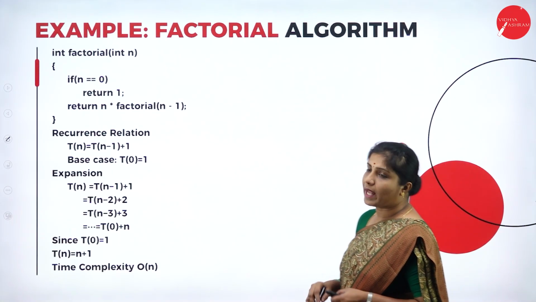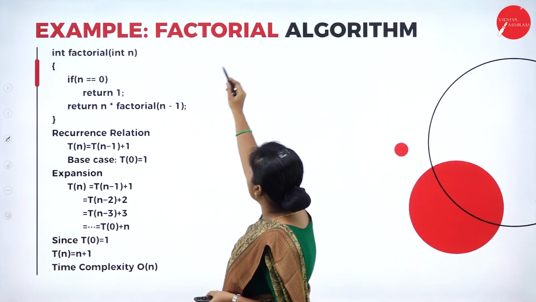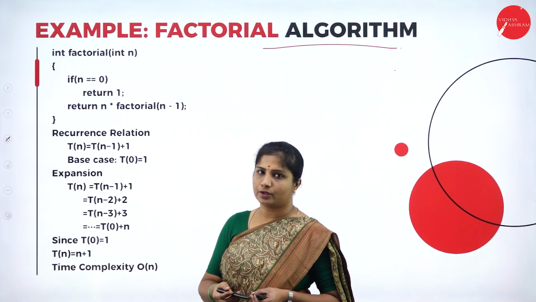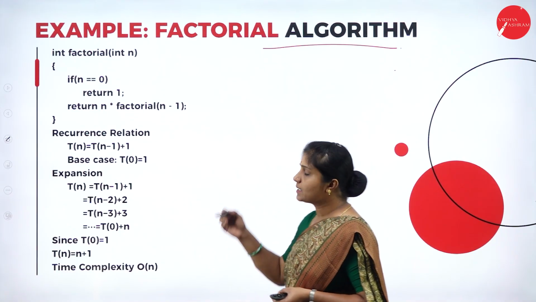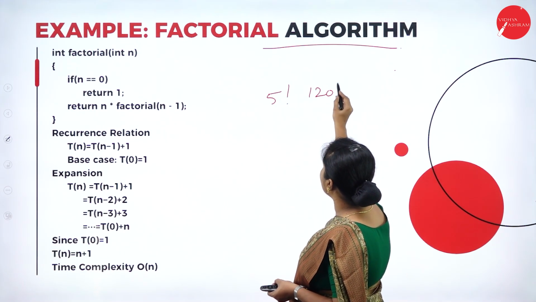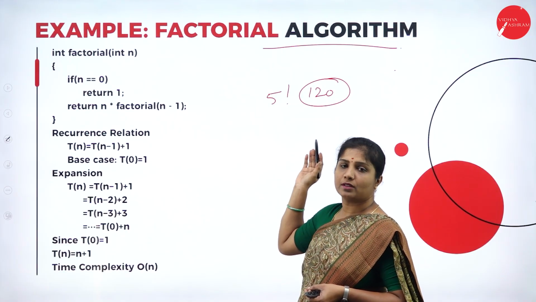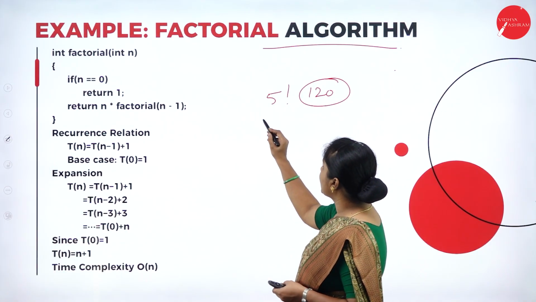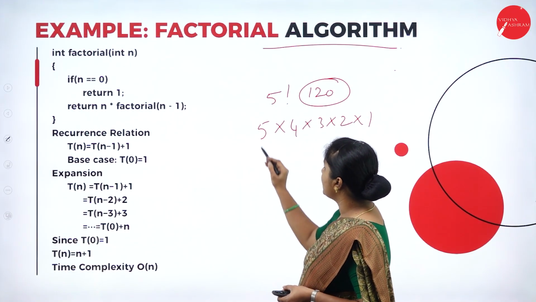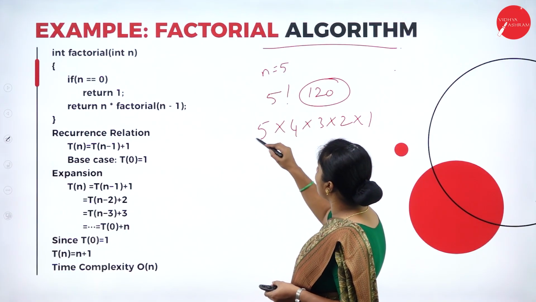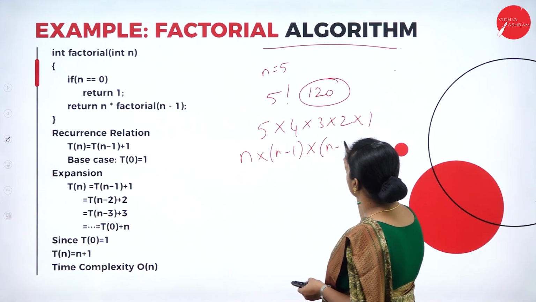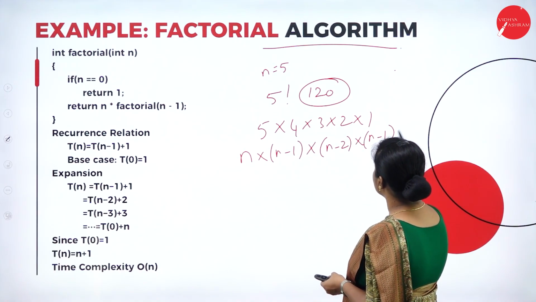Now here we have an example for the recurrence. We have taken the factorial algorithm because it calls itself many times to calculate. So, what does factorial mean? If I give 5 factorial, what will be the output? It will be 120. How did the answer for 5 factorial come? It is calculated like this: 5 into 4 into 3 into 2 into 1. That means if n equals 5, the formula is n into n minus 1 into n minus 2 and so on.